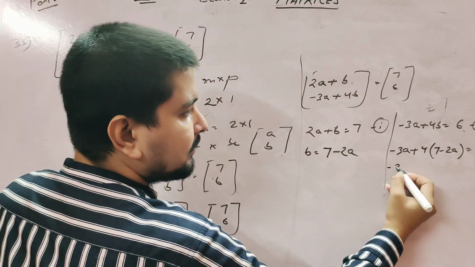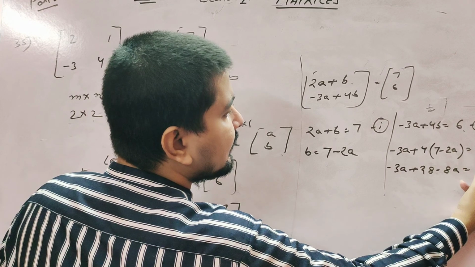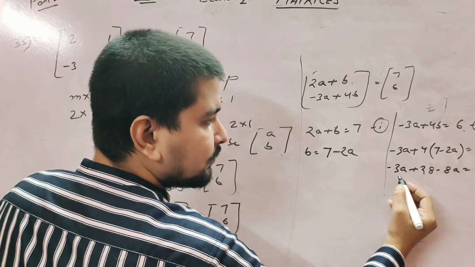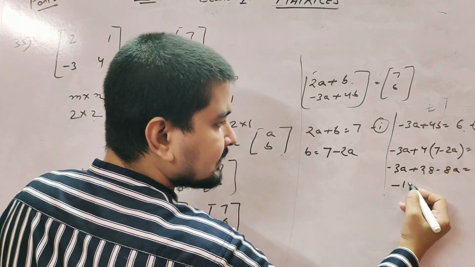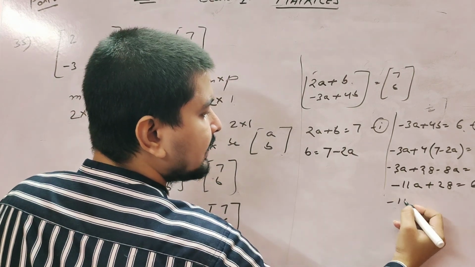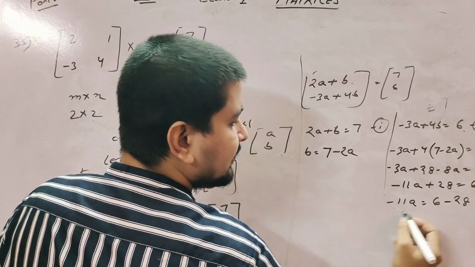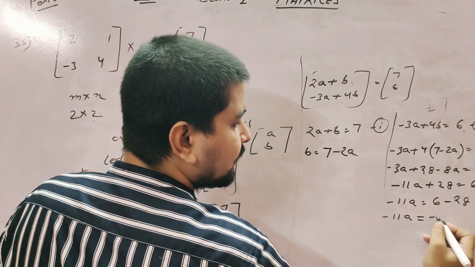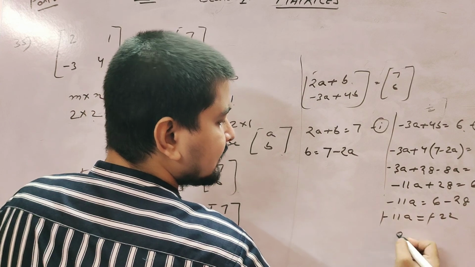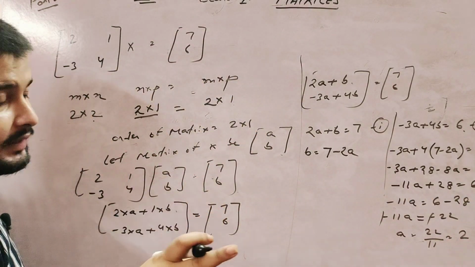So minus 3A, 4 sevens are 28, minus 8A equals 6. So minus 3A minus 8A, minus 11A plus 28 equals 6. So 28 going this side, minus 11A equals minus 22, minus minus cancel, A equals 22 by 11, that is 2. So the value of A is 2.